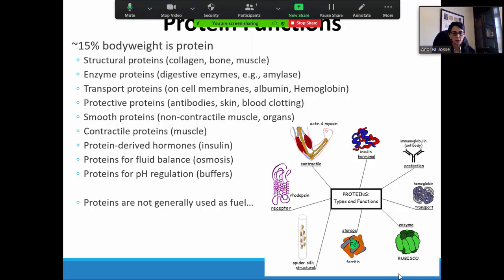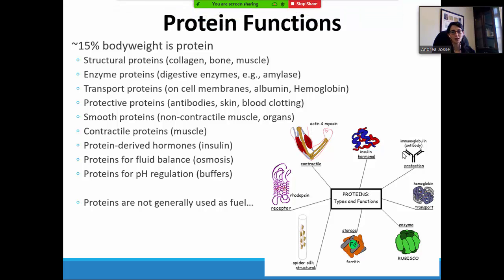So I have this figure here as well, which talks about proteins and types and functions, and I got a couple of them that I mentioned already. And I just want to make the point here that proteins are really, really important for the body, as you can see here, but they're generally not used as fuel.